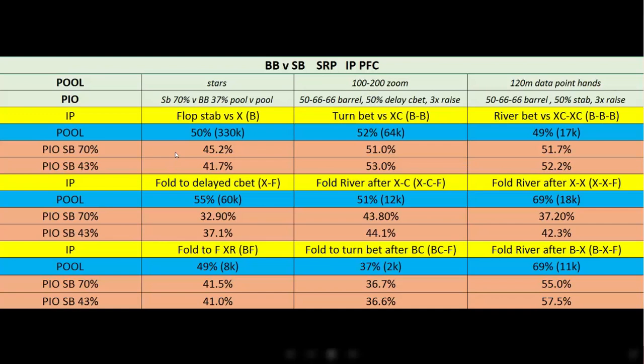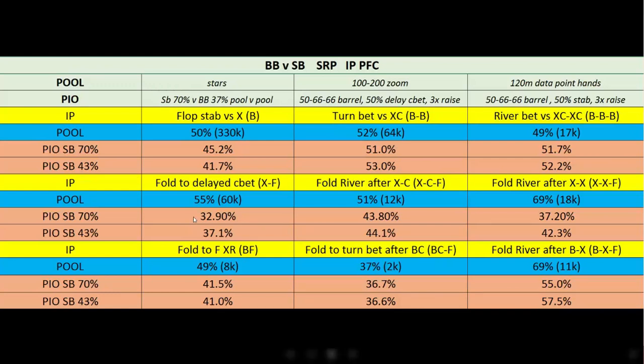So in terms of the flop stab, obviously that goes up for in position because he's playing against a weaker range. But like I've said before, this isn't really a hotspot for us anyway. The hotspot is down here. The first hotspot is down here at fold to delayed c-bet. So what's happened here? The hotspot's actually got bigger. There's more pressure on in position now to fold less.